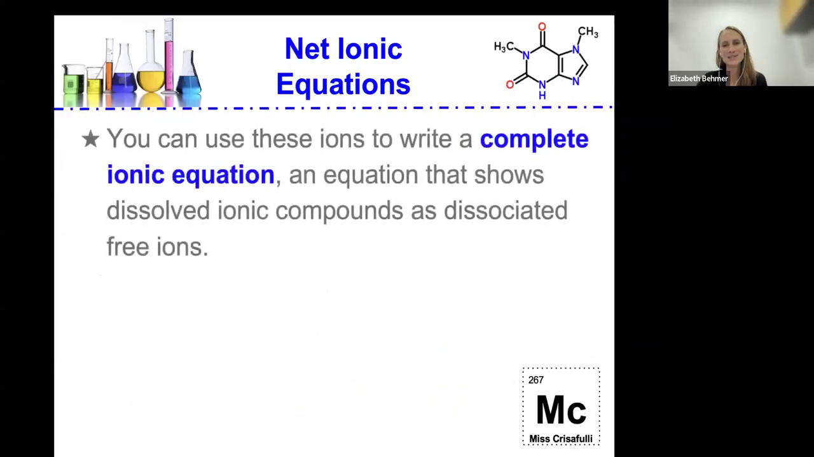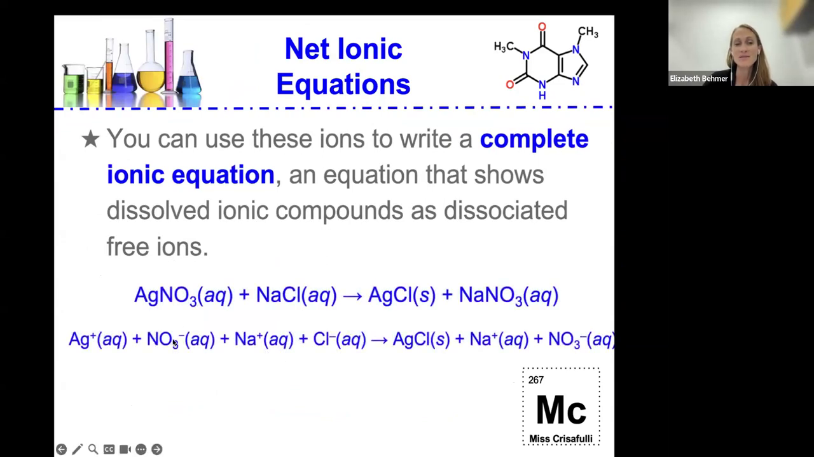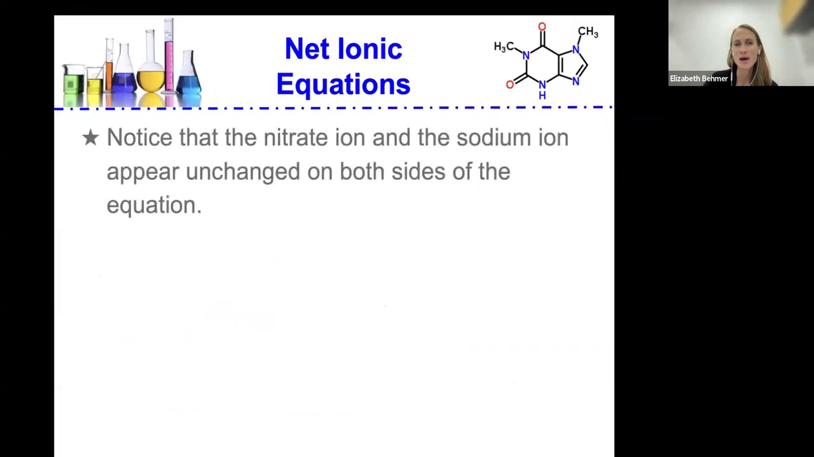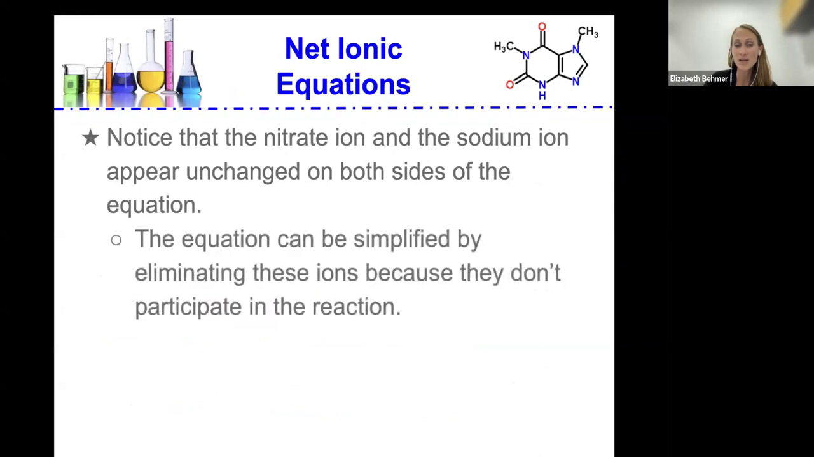You can use these ions to write a complete ionic equation, which is an equation that shows dissolved ionic compounds as dissociated free ions. So we can separate everything else into the silver, the nitrate, the sodium, and the chloride. We'll form the solid silver chloride. We'll keep that together, but we're only going to separate out the aqueous solution ions. Notice that the nitrate ion and the sodium ion will appear unchanged on both sides of the equation, and then the equation can be simplified by eliminating these ions because they don't participate in the reaction.